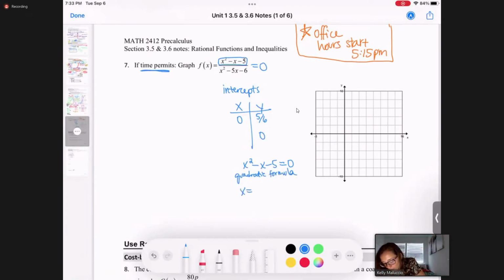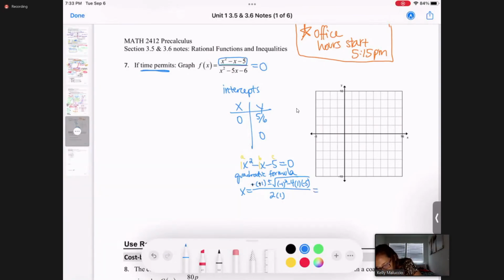So keep in mind that 1 is A, -1 is B, and C is going to be -5. So we have negative B plus or minus the square root of b squared minus 4ac, all divided by 2 times a. I'm going to simplify this a lot because here, these 2 negatives cancel to be a positive.